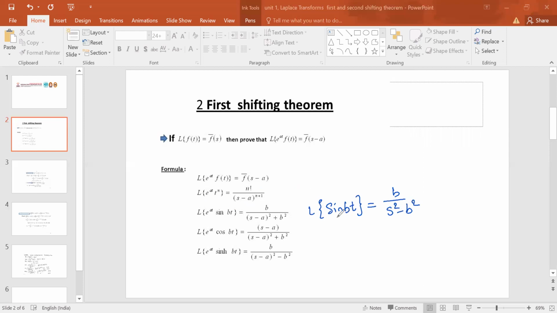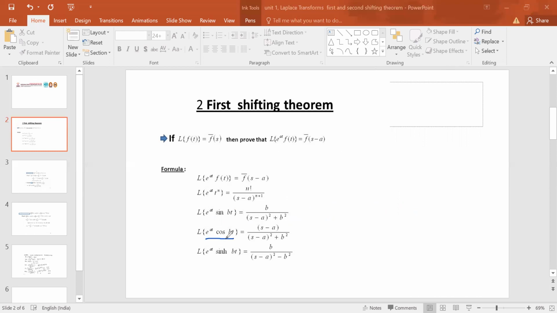Okay, so along with sin bt, if we have e power at, then what happens? B divided by s square. Instead of this s square, we should write s minus a, and the remaining terms are all the same. So therefore, Laplace transformation of e power at into sin bt has become b divided by s minus a whole square plus b square.